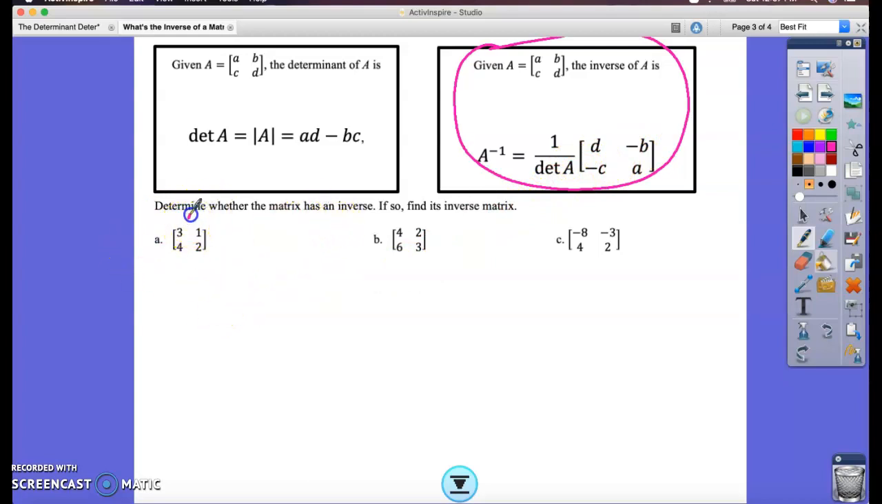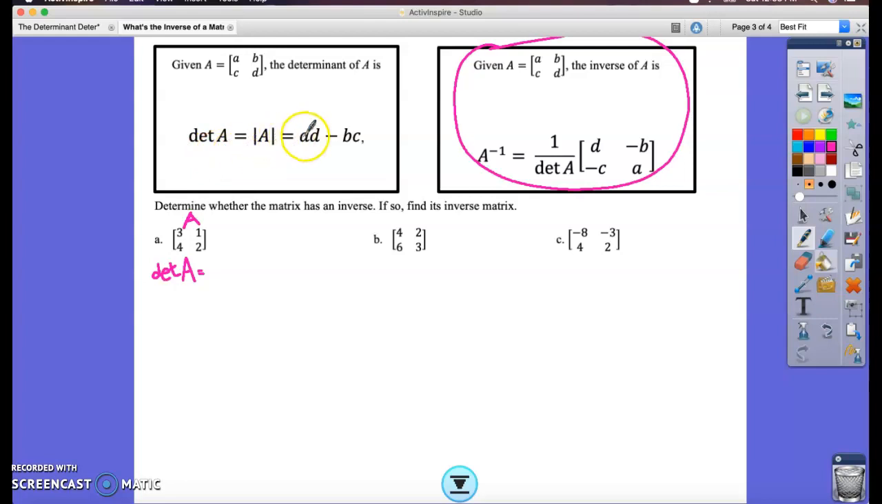I'm going to call this matrix A. The first one says, determine whether the matrix has an inverse, and if so, let's find its inverse. So, determinant. The first thing I'm going to do is determine if I have an inverse. So I'm going to find the det of A.